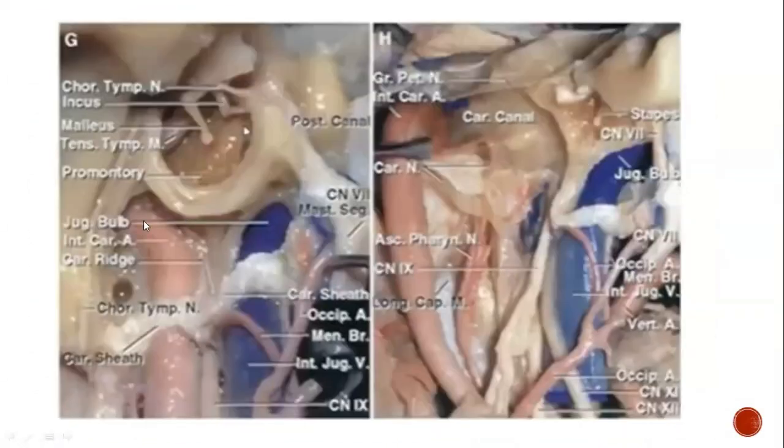This is again a similar picture. Here we can see the internal carotid artery, the internal jugular vein, and here we have the incus and malleus, the tensor tympani muscle, and this is the promontory, and this is part of the internal ear. Sorry, external ear.